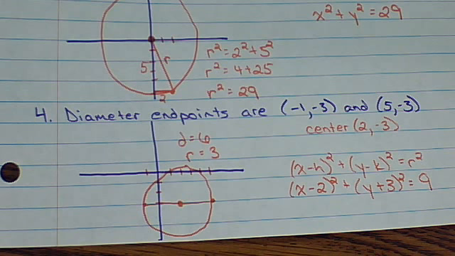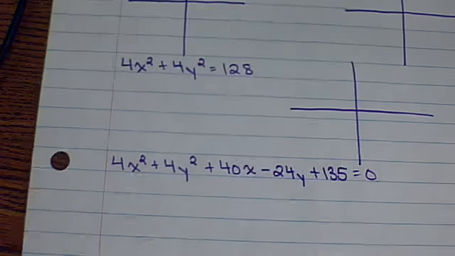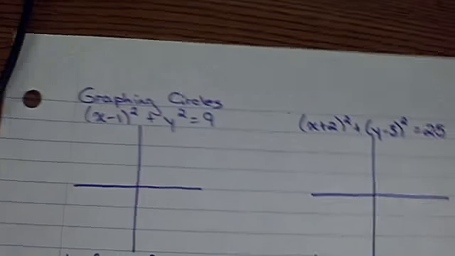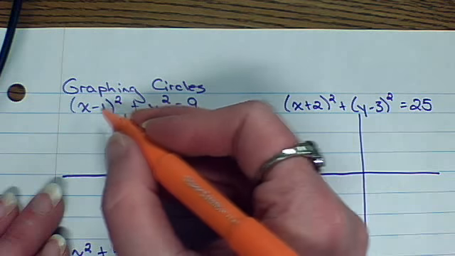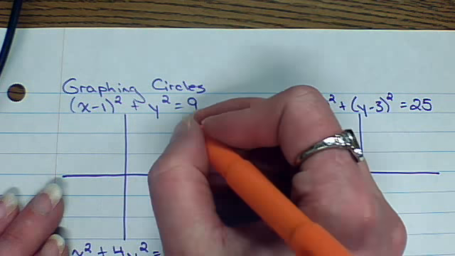Now let's look at going in the opposite way. What if I'm given the equation and I'm asked to graph? So our first two are in graphing form, which means it's really easy. I can easily find my center.